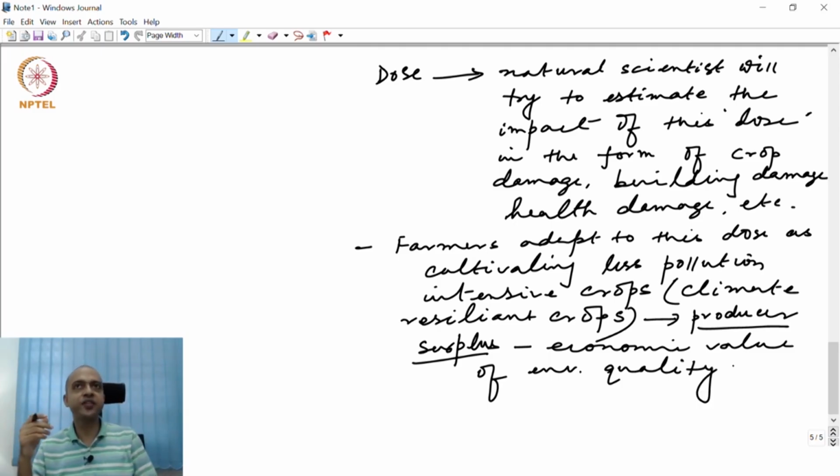Similarly, when buildings get damaged due to this acid rain, we need to spend some amount of money to rectify that. If our health gets damaged due to this pollution, we need to spend money to correct our health. That is called health expenditure. So all these expenditures are actually the response towards that dose, and the monetary value of these responses is called the value of environment, which is generated due to this type of doses. That is why these are called dose response functions.